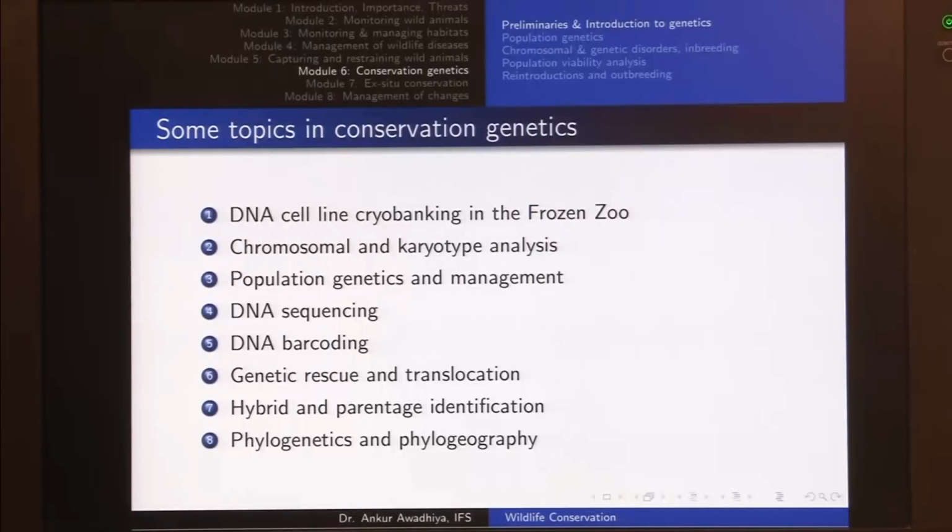Then we have DNA sequencing. We saw that in the chromosomes we have all the information, and if we read out this information, we get a sequence that goes by the name of DNA sequence. So we can read out what is written in all of the chromosomes.